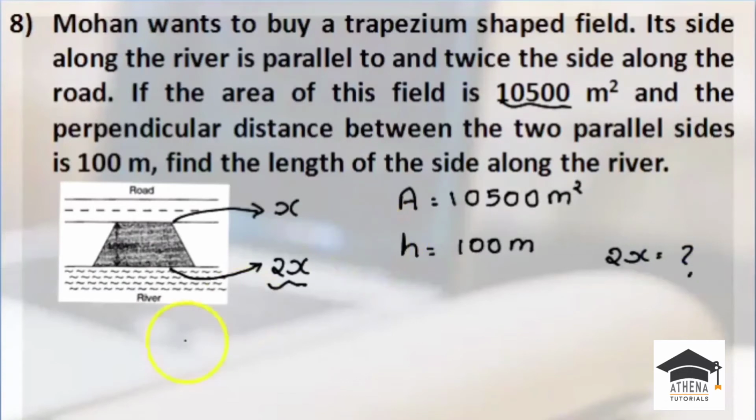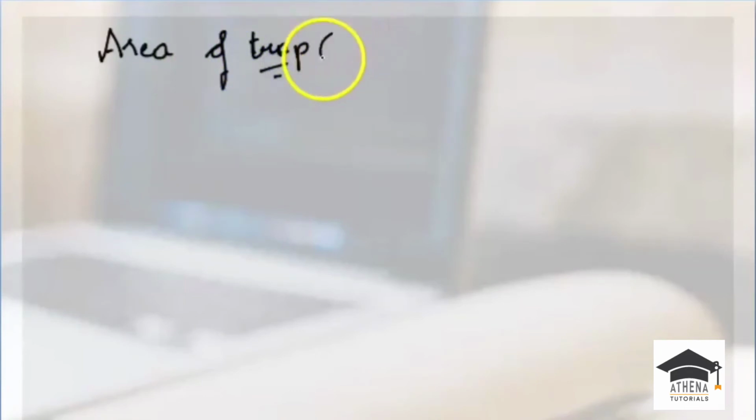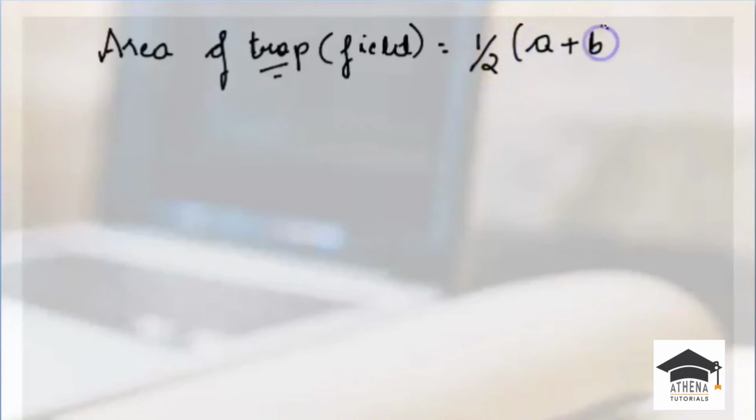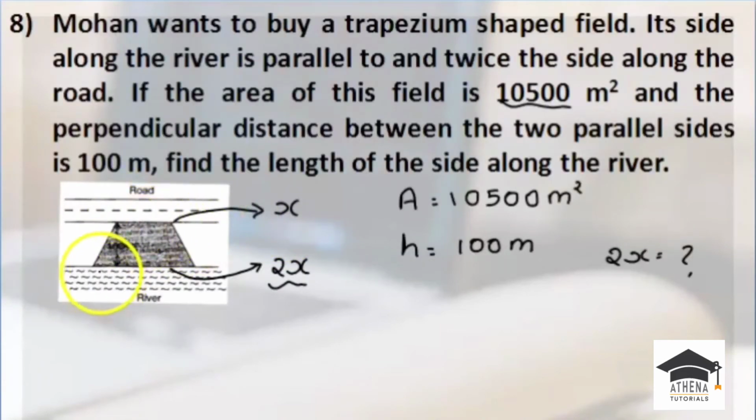Now let's get started. So what is the formula to find the area of trapezium? So area of trapezium or the field. Since they have given the field is of shape trapezium, I am taking it as trapezium. The formula is half into a plus b into h. What is a plus b? They are the parallel sides. If this is a, this will be b.